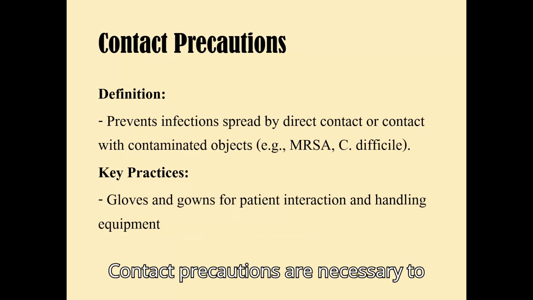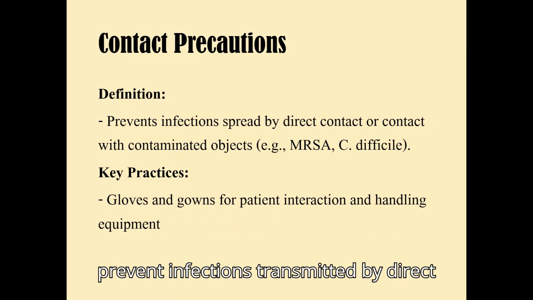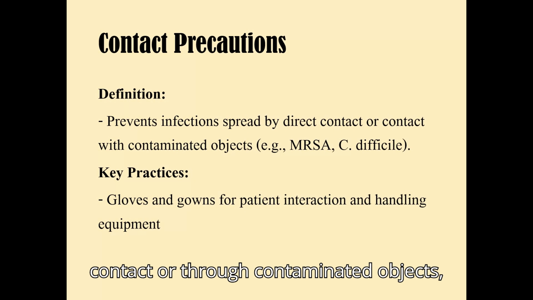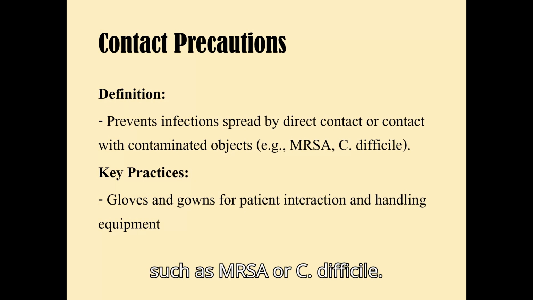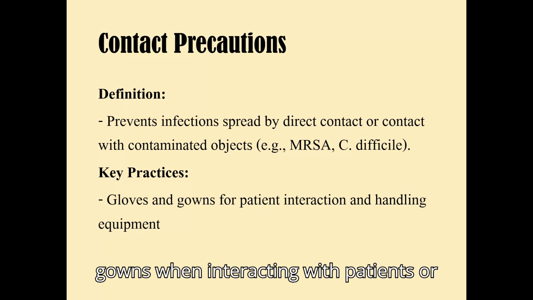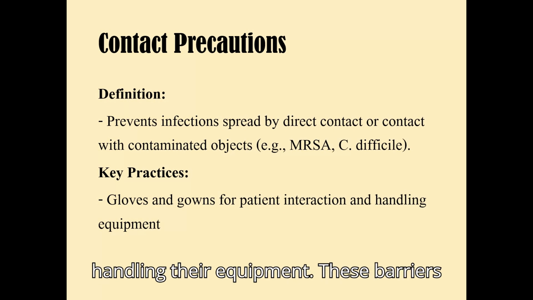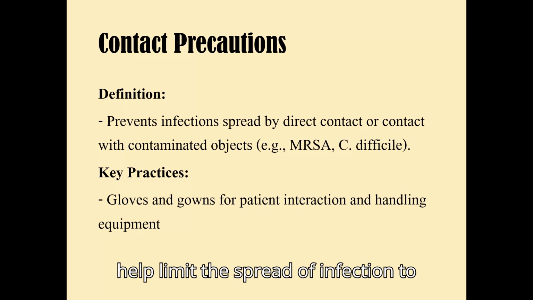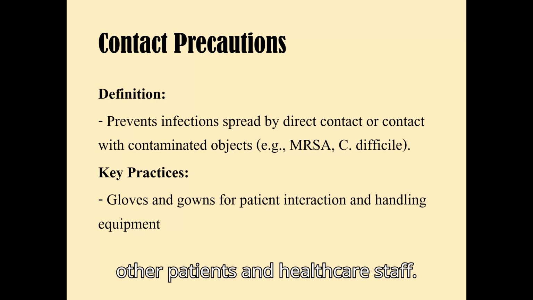Contact precautions are necessary to prevent infections transmitted by direct contact or through contaminated objects, such as MRSA or C. difficile. Key practices include wearing gloves and gowns when interacting with patients or handling their equipment. These barriers help limit the spread of infection to other patients and healthcare staff.